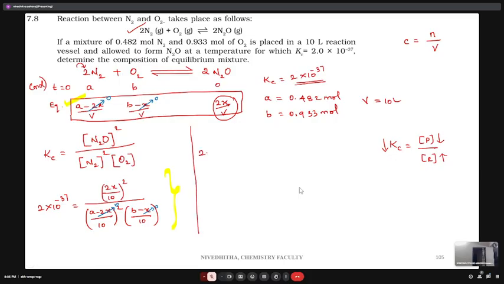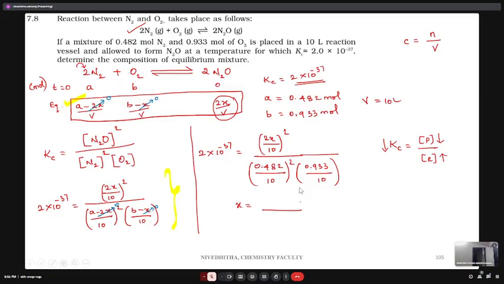So 2 into 10 power minus 37, which is equal to 2x by 10 the whole square divided by a by 10. What is the value of a? Which is 0.482 divided by 10 the whole square. And what is the value of b, which is 0.933 divided by 10. So if you simplify this expression, you'll get the value of x.